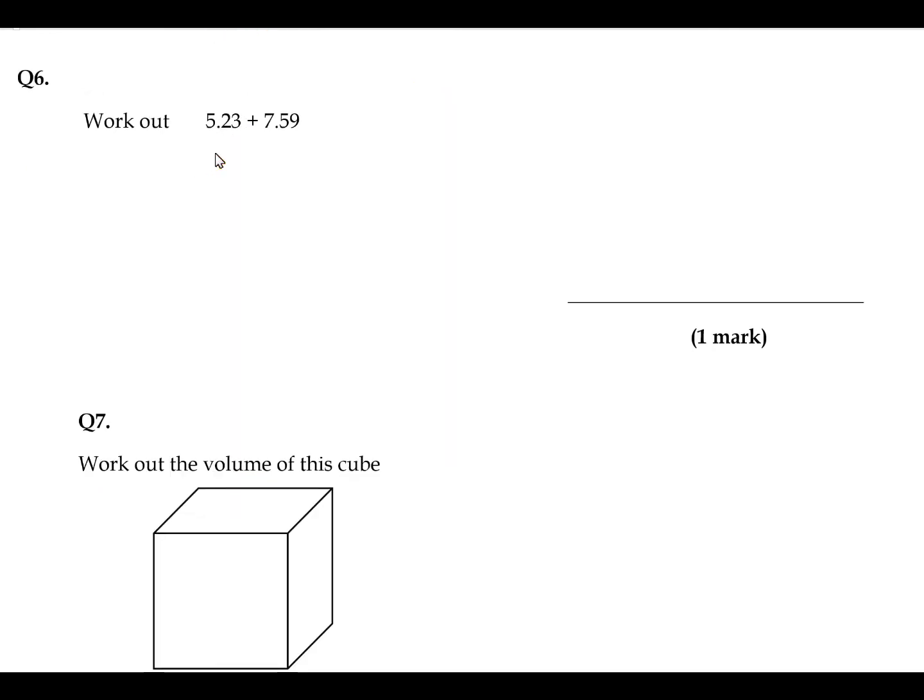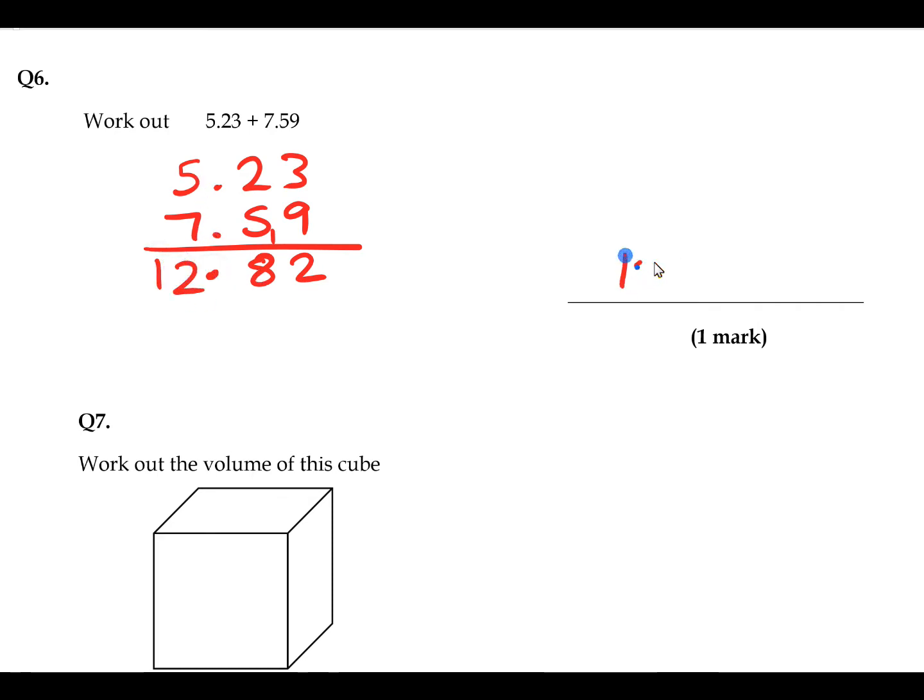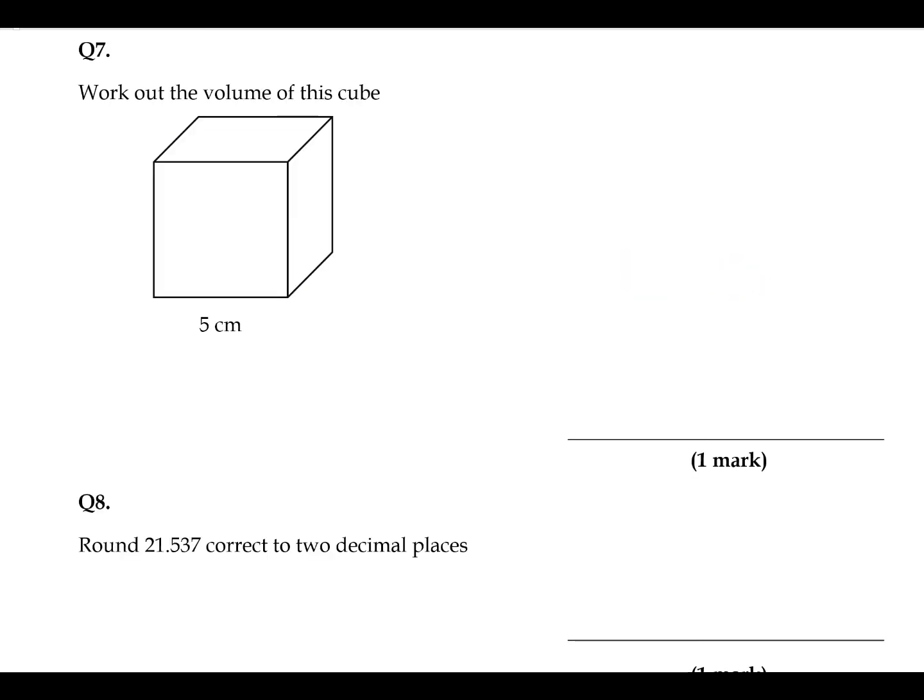Question 6. Work out 5.23 plus 7.59. So they want us to add two decimals. 5.23, 7.59. So we line them up. 9 plus 3 is 12. 5 plus 2 is 7, plus the one we carried over is 8. 7 plus 5 is 12. So 12.82 for 1 mark.